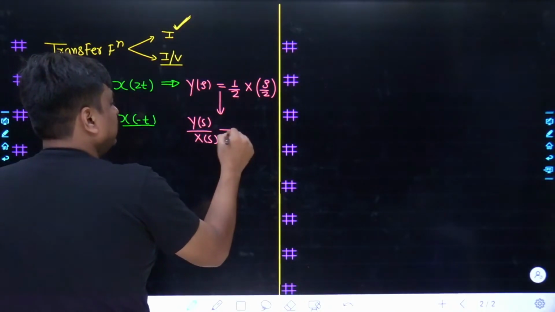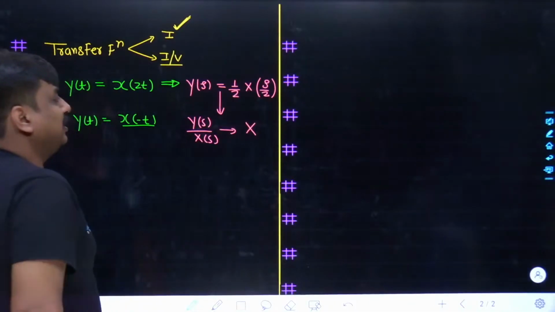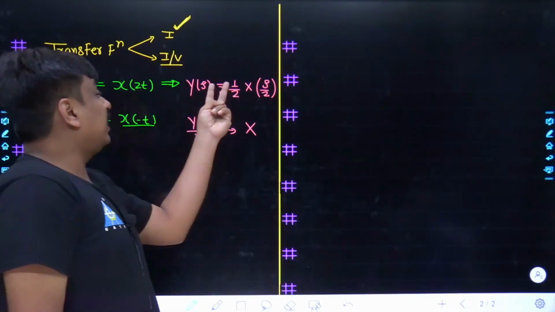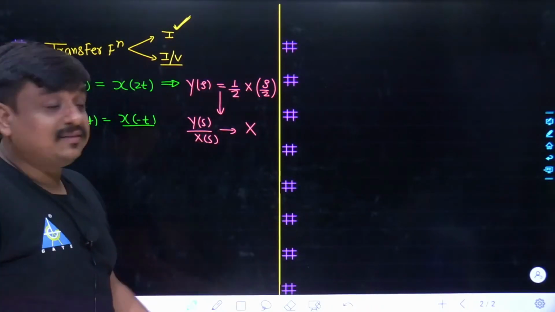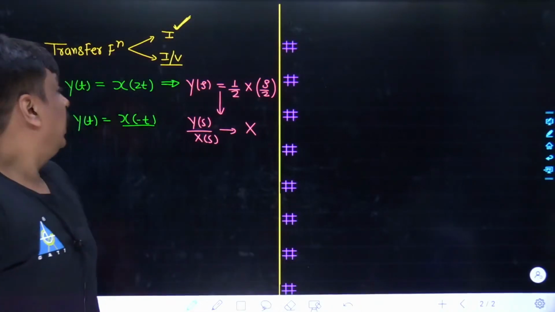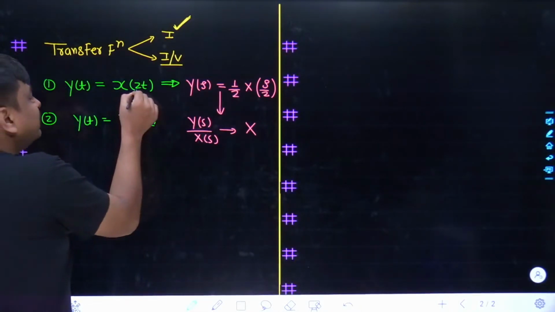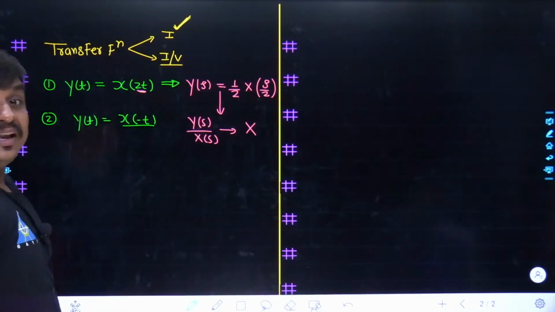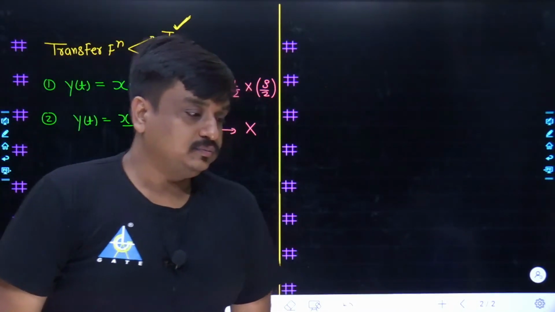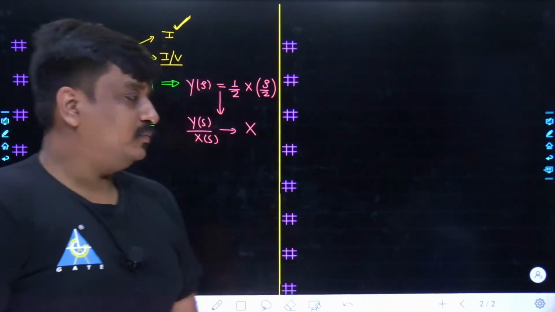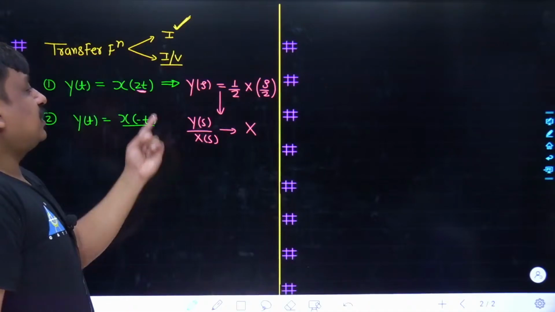No sir, I can't. Why? Because here I am not getting X of s. I am not getting the output which is a function of s. Here I have got the output which is a function of s by 2. And this would take place everywhere whenever the t is multiplied with certain values except 1. Could you understand what I am saying?